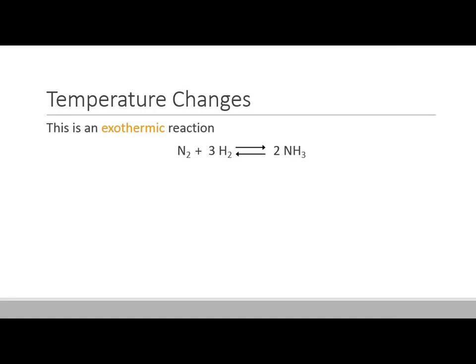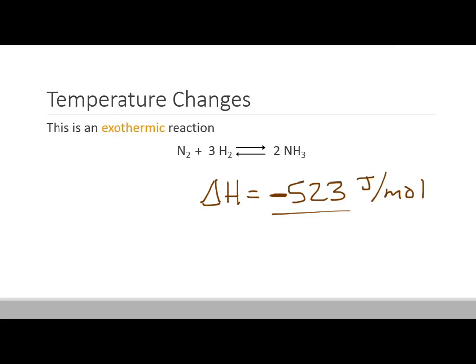Now, one other thing I should mention is that I could tell you it's exothermic, or I could tell you, and I'm just going to make up a number here, that this reaction has a delta H of negative 523 joules per mole, or something like that, right? And then you would say, oh, look, it's a negative delta H. Therefore, this must be an exothermic reaction. And then you could proceed as usual.